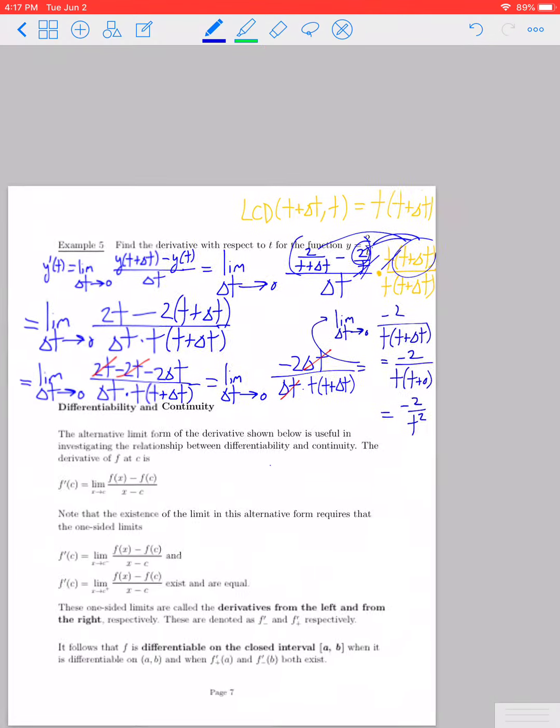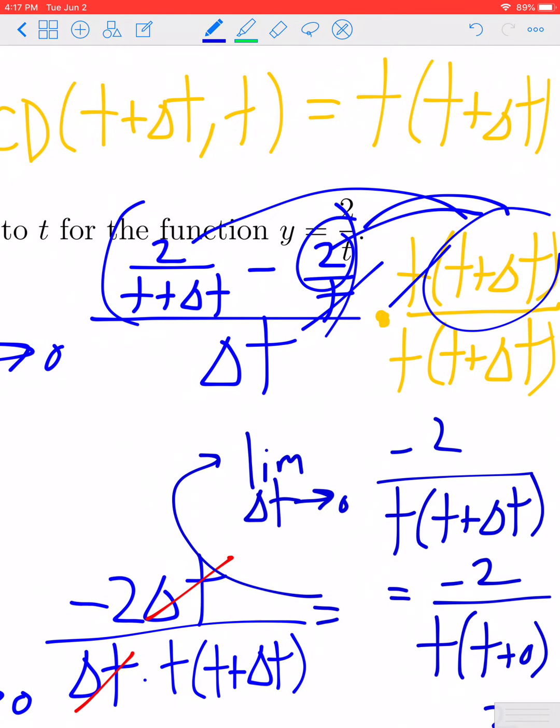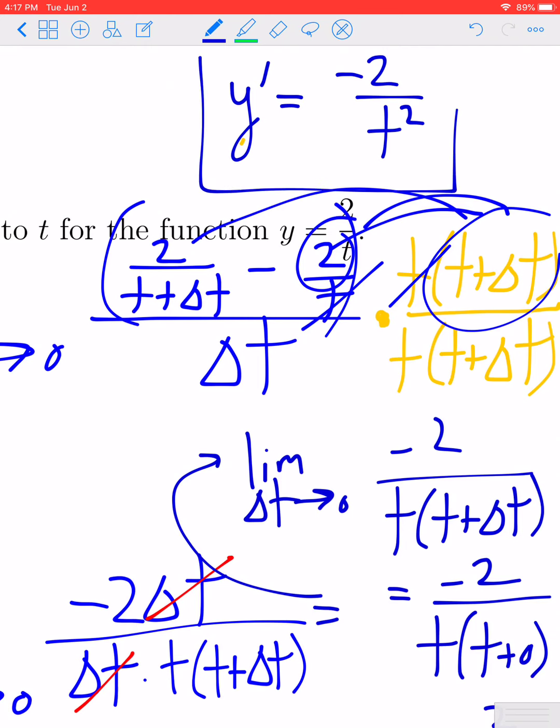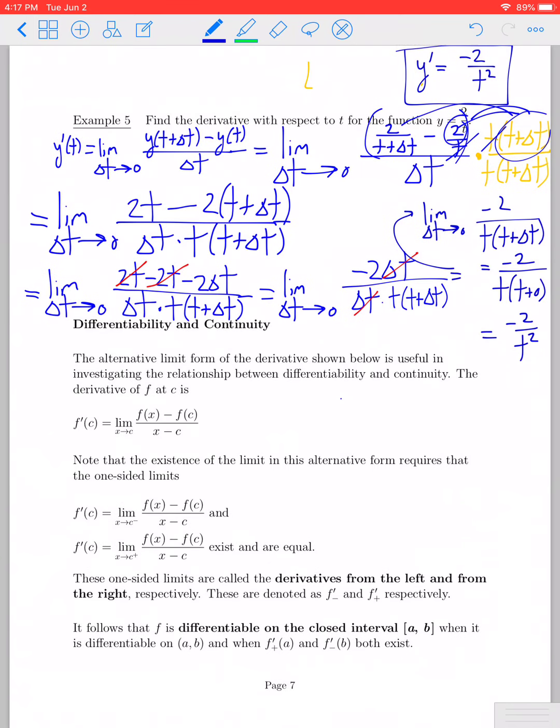So there we have it. We found our derivative. If the starting function was y equals 2 divided by t, then y prime is going to be negative 2 divided by t squared. That's the derivative. That's y prime as a function of t. One of the next things we're going to talk about is differentiability and continuity, as well as some of the other forms of the derivative.